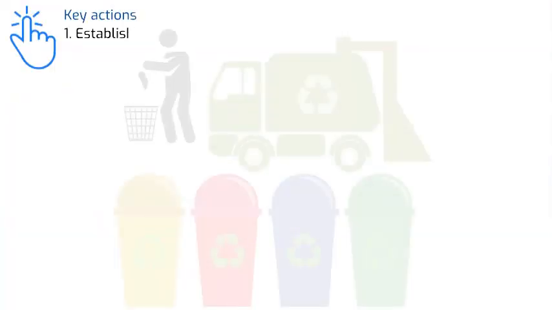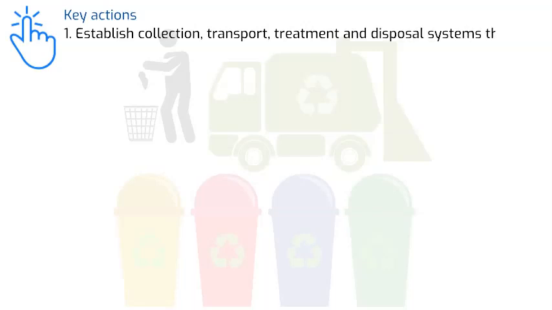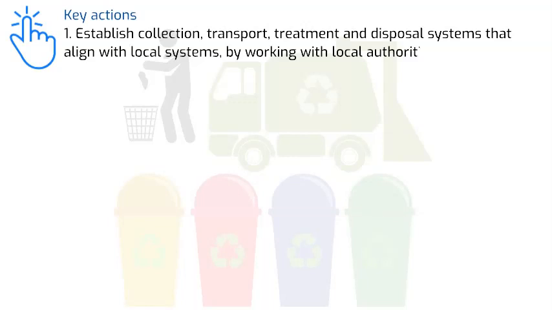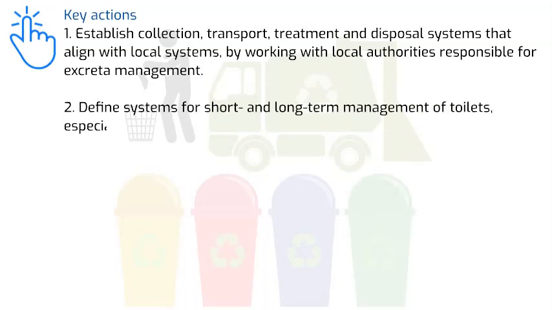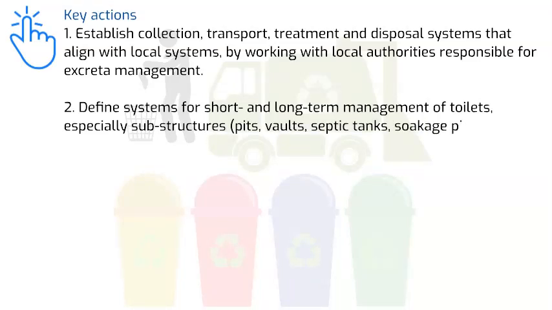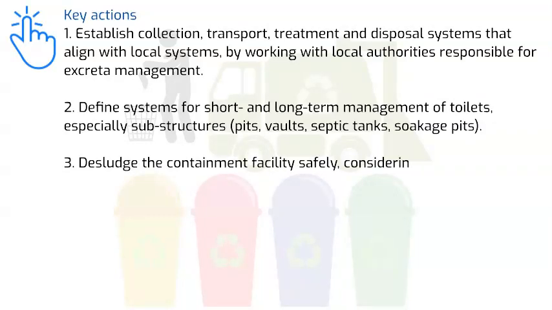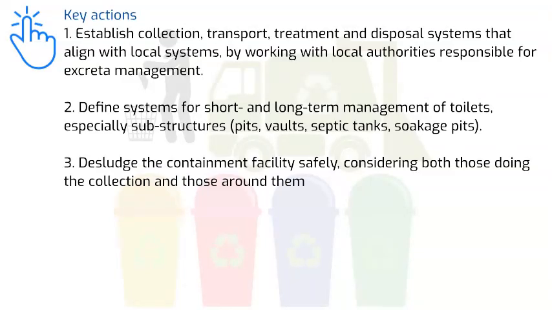Key actions. 1. Establish collection, transport, treatment, and disposal systems that align with local systems, by working with local authorities responsible for excreta management. 2. Define systems for short and long-term management of toilets, especially substructures, pits, vaults, septic tanks, soakage pits. 3. Dislodge the containment facility safely, considering both those doing the collection and those around them.